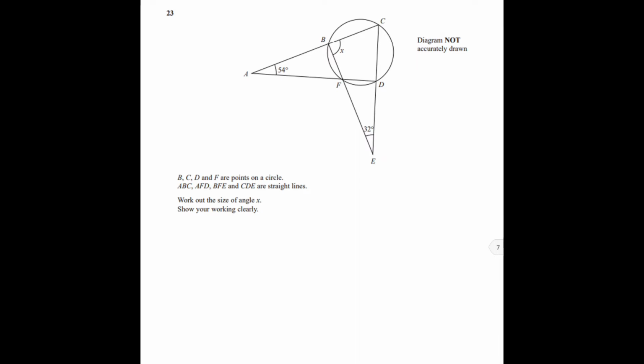This diagram is also not accurately drawn, so that means we don't need to measure it. B, C, D, and F are points on the circle. A, B, C, E, F, D, B, F, E, and C, D, E are straight lines. Work out the size of angle X.